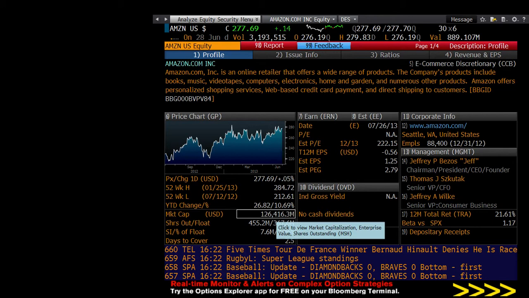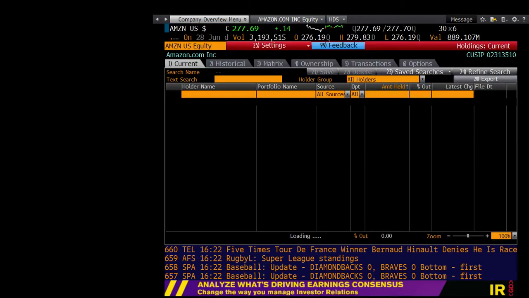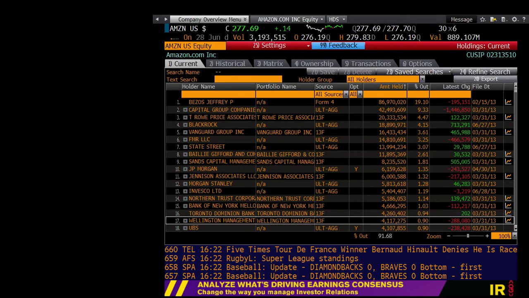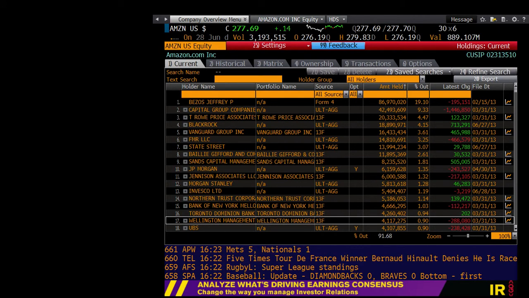They're not generating any cash flow, yet they have a $123 billion market cap. It's all future, right? And it's because these people on this screen believe in Jeff Bezos, and they believe that those cash flows eventually will justify that share price. So you can actually back into what those cash flows have to be in order to justify that share price.